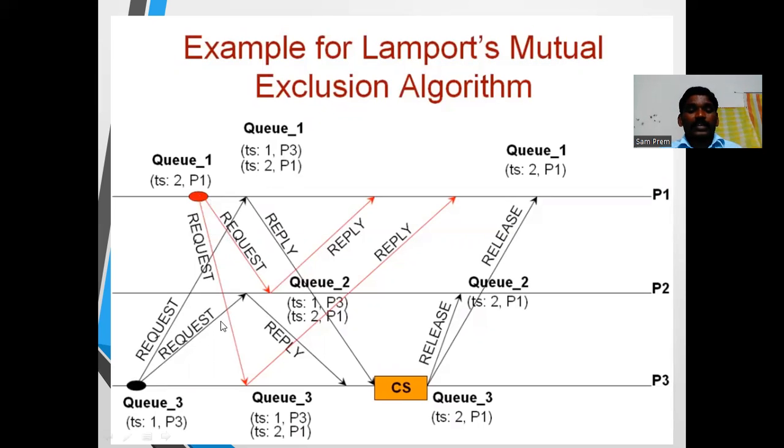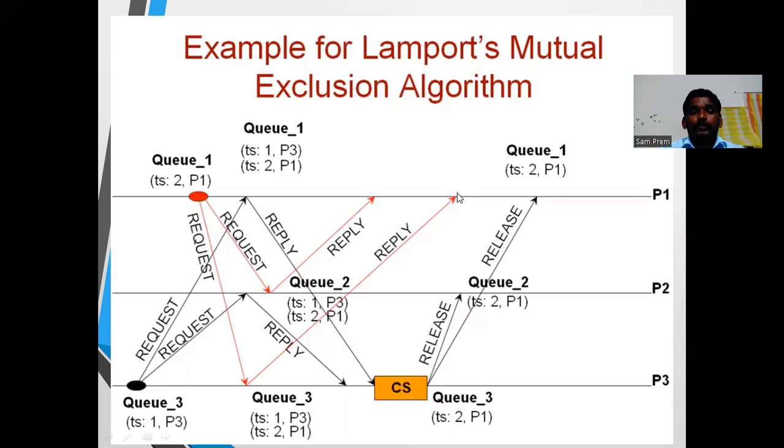That means P3 can enter into the critical section. After executing the critical section, it sends the release message to all other sites, P2 and P1. After P3 sends the release message to both P2 and P1, P2 has no request, and then P1 can enter into the critical section. That's called the Lamport mutual exclusion algorithm.